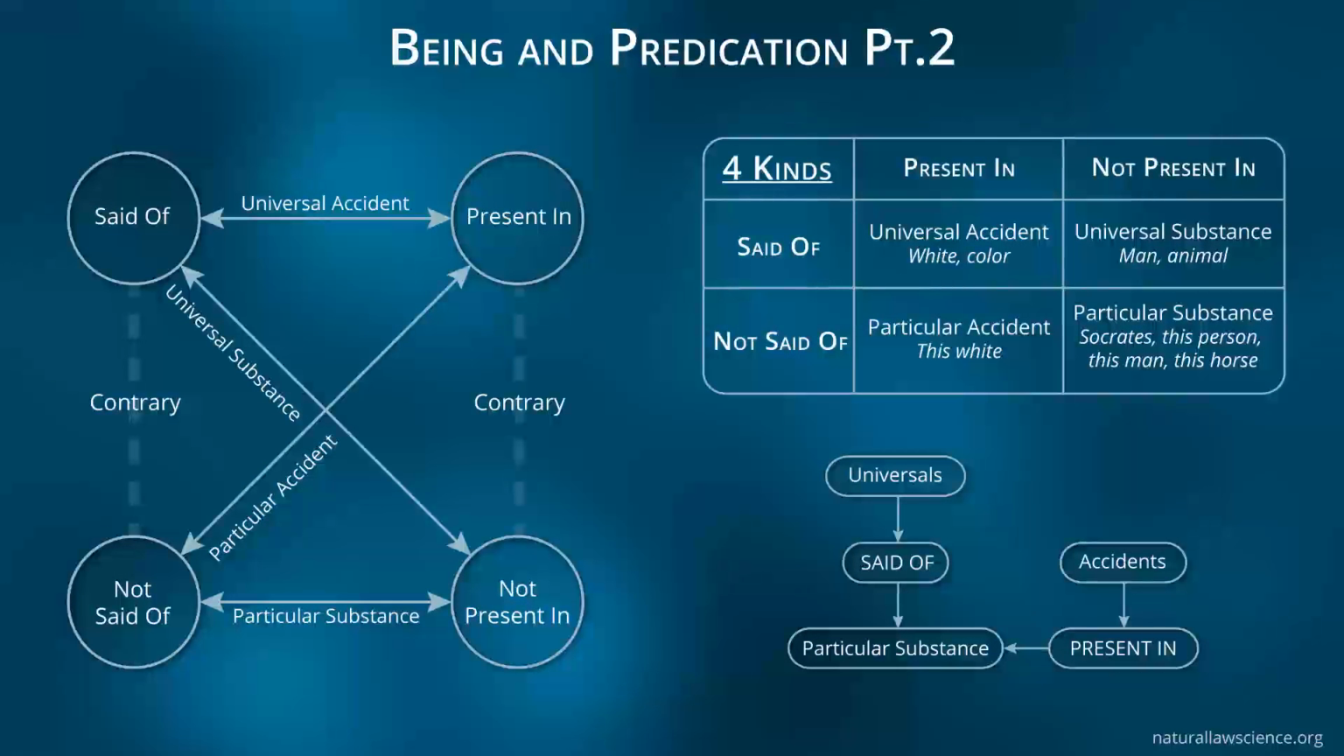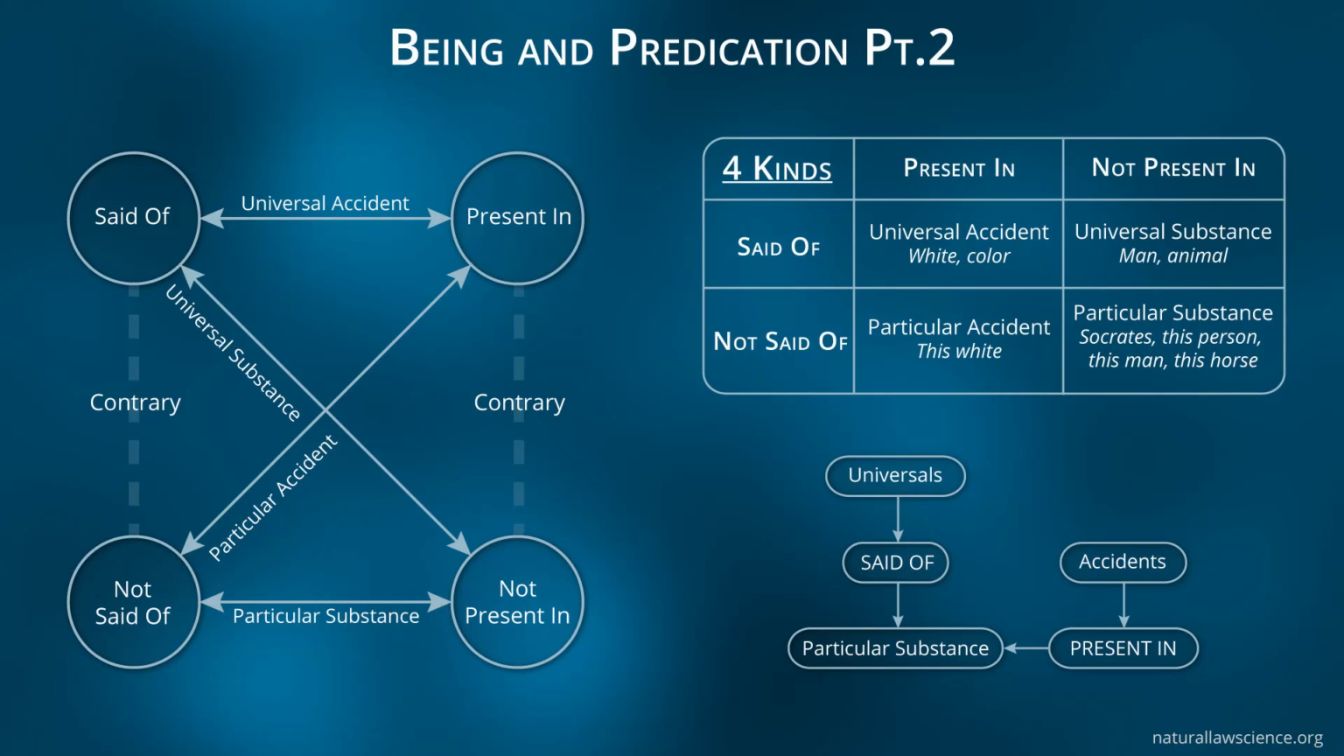Image number 13, Being and Predication, Part 2. So this is where we see the four kinds previously mentioned, where we have the pre-predicamenta, the four kinds, then we have the predicamenta, which are the 10 categories of being. And now we're getting into the pre-predicamenta, which are the four kinds. So we had particulars and universals. Now we get to create them all. We have the four kinds.